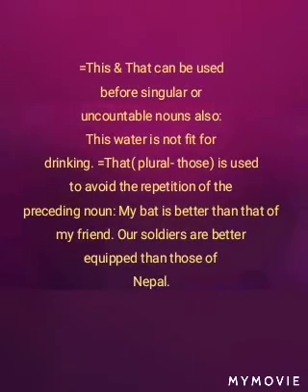This and that can be used before singular or uncountable nouns also. This water is not fit for drinking. Water, uncountable noun. So we have used this. That and the plural form those is used to avoid the repetition of the preceding noun. My bat is better than that of my friend. Over here, that refers to bat. Our soldiers are better equipped than those of Nepal. So, those here refers to soldiers.